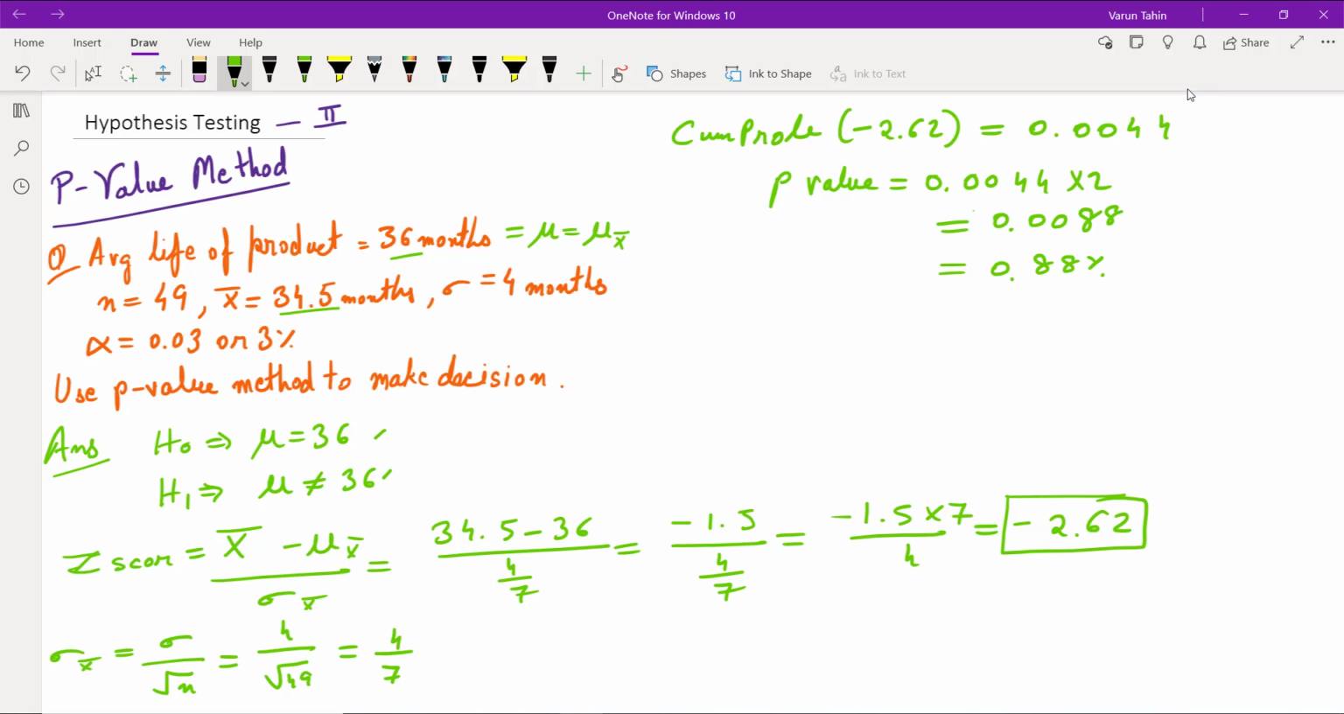0.88%. Okay, and the last step is we will compare this value with the alpha, that is the significance level, correct? So 0.88% is less than 3%, therefore we reject the null hypothesis.